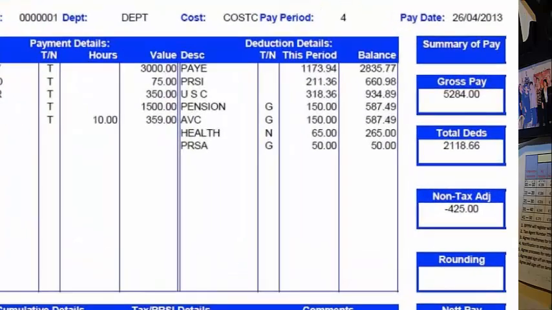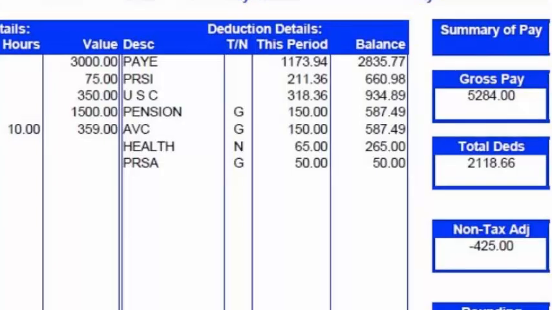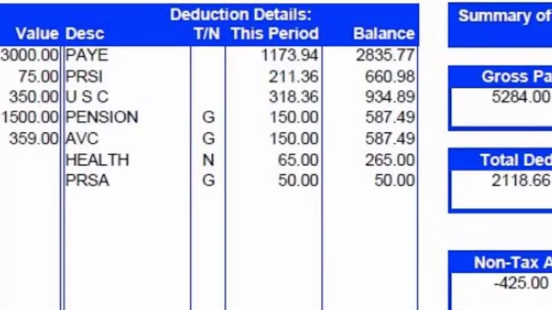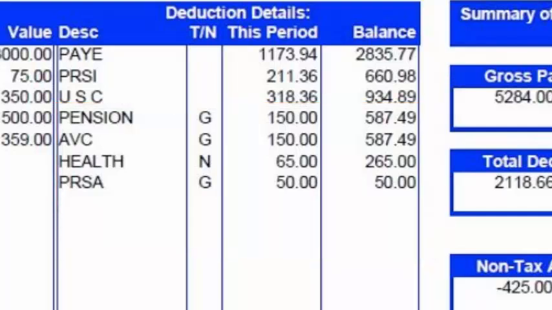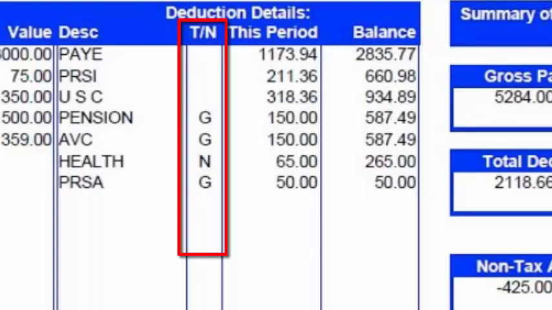Voluntary deductions. Voluntary deductions include health, life insurance, unions, retirement plans, etc. Voluntary deductions may be Revenue approved and not included in taxable pay, or taxable deductions, which are not taken off gross prior to tax calculations.